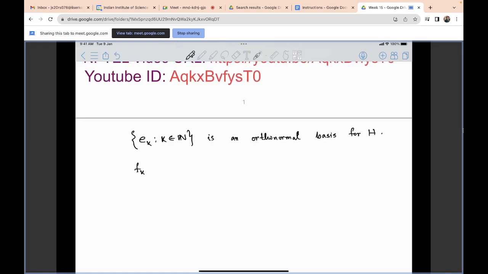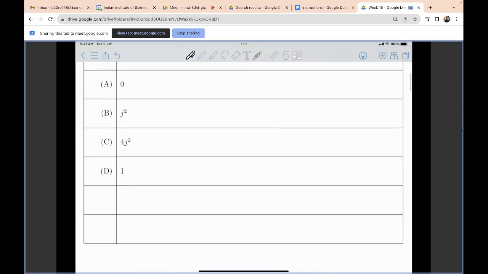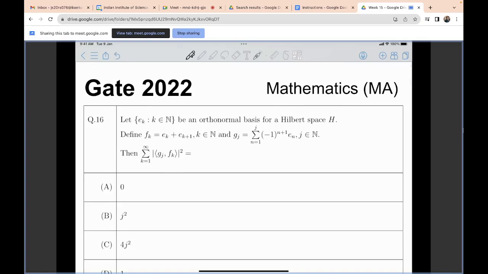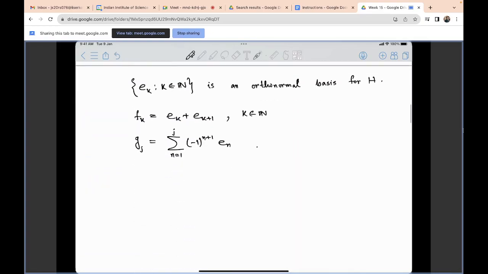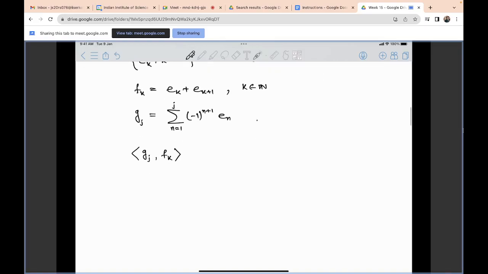Fk is defined to be Ek plus Ek plus 1 for k belonging to the natural numbers. And Gj is defined as the sum n equals 1 to j of minus 1 to the power n plus 1 En. So Fk and Gj are defined. I have to find the inner product of Gj with Fk first, then find the sum. So let's find Gj inner product Fk.